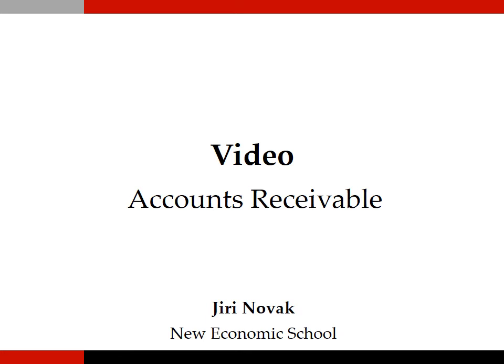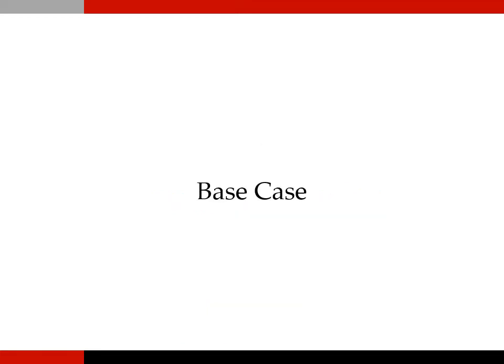Welcome to the video on accounts receivable that shows how companies compute and how they account for the allowance for uncollectible accounts. We will start with a base case of a company that uses the balance sheet approach to compute the allowance and that distinguishes between two kinds of receivables. The first is overdue and the other is non-overdue.